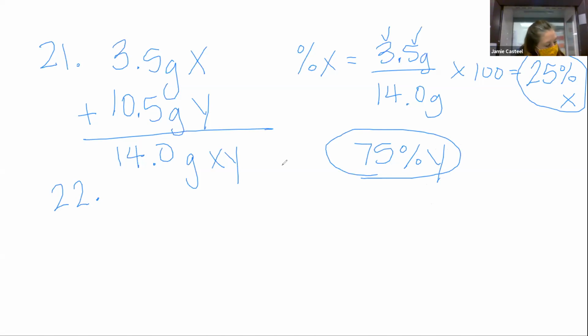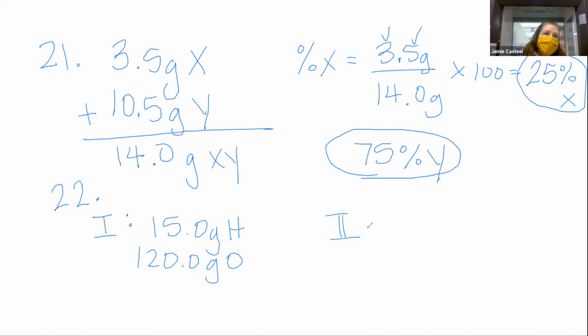It says 2 unknown compounds are tested. Compound 1, so I'm going to go ahead and write this down. Compound 1 has what? 15.0 grams hydrogen. And how many grams of oxygen? 120? Is that right? Okay. Compound 2 has 2 grams of hydrogen and 32 grams of oxygen. All I've done is write down what they told me in the question. We okay so far?